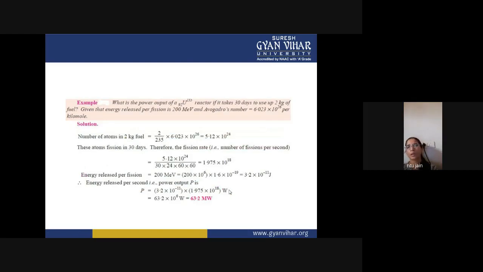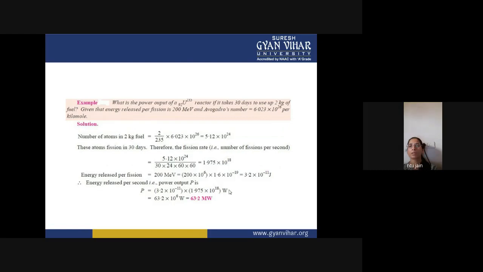Let's come to the next example, which is based on your nuclear power plant. As a fuel, we use uranium in a nuclear power plant. Okay, so the question is: what is the power output of a uranium reactor if it takes 30 days to use up 2 kilogram of fuel? Given the energy released per fission is 200 mega electron volt and Avogadro's number is 6.023 into 10 to the power 26 per kilomole.